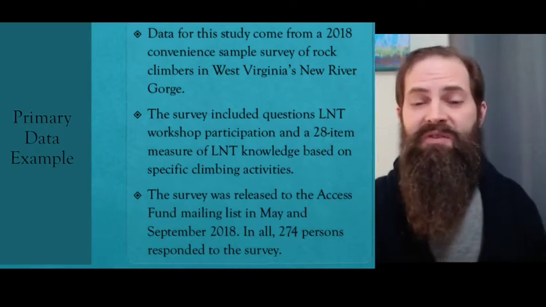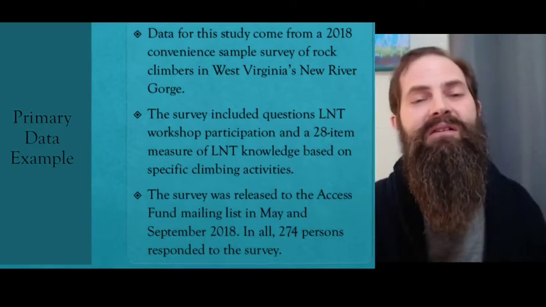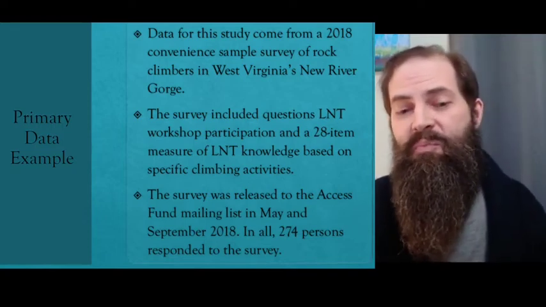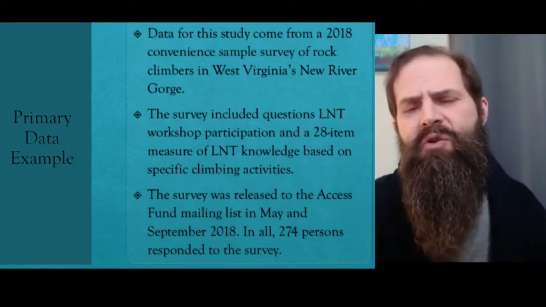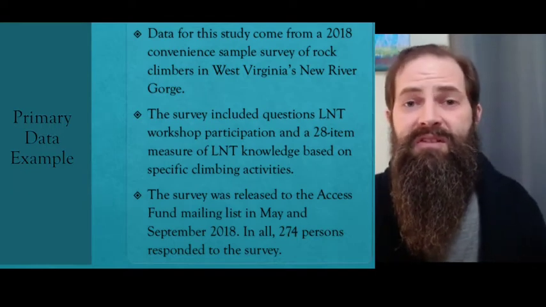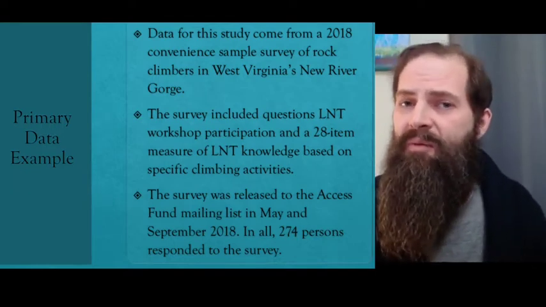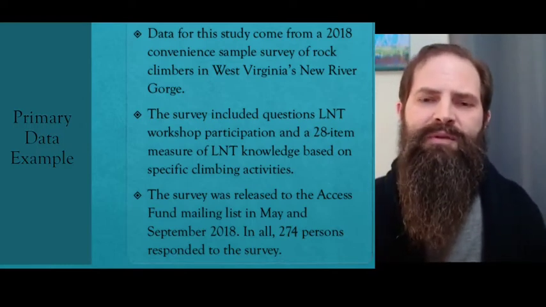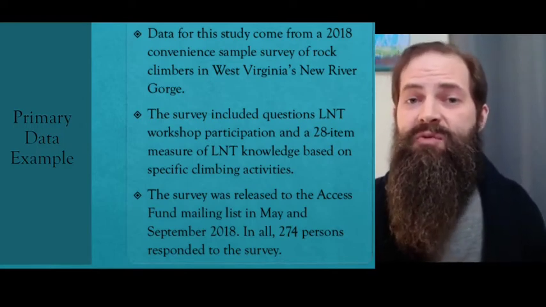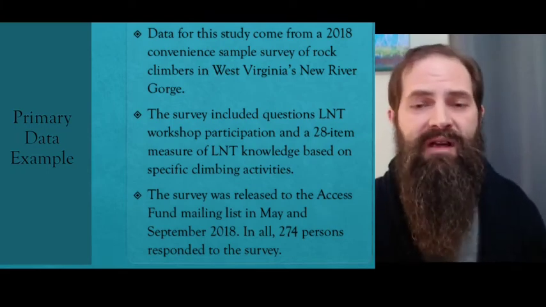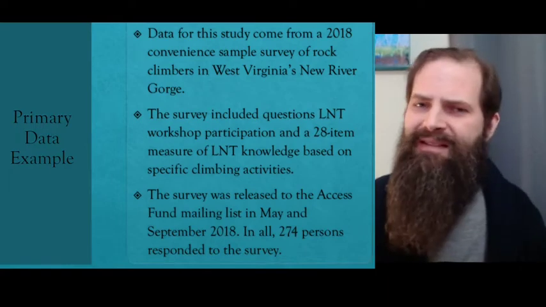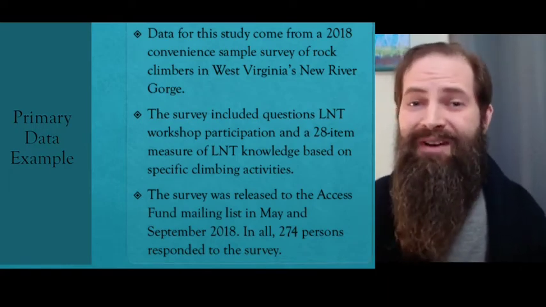Now, I would share that the survey was released by the Access Fund mailing list in May of that year through September of that year, and 274 persons responded to the survey. I'd also point out my sampling here. This is a convenience sample because we don't really know how many people are in this population, and it's best described as a convenience sample. That's all the data that you really need to know from primary. I've covered the who, what, whens, wheres, whys, and hows, so to speak. Maybe the hows aren't so much part of that, but everything else is.